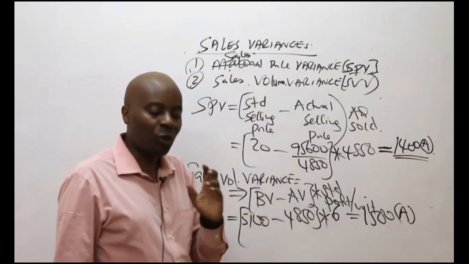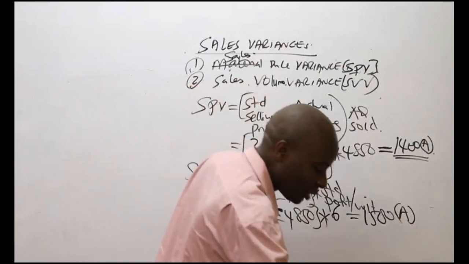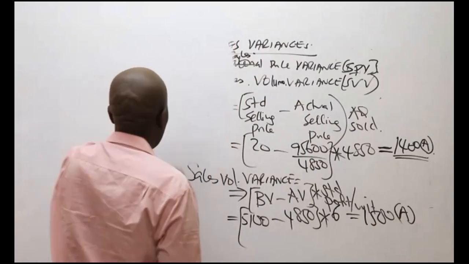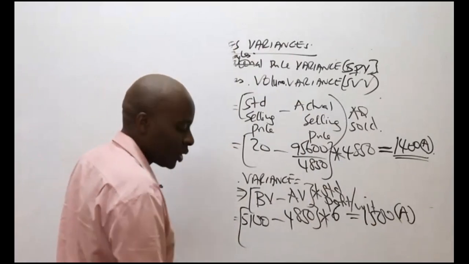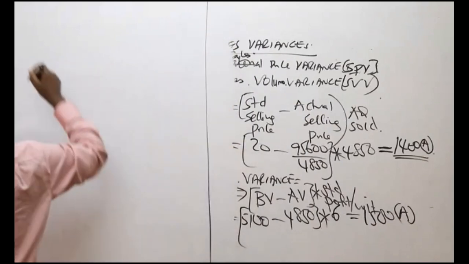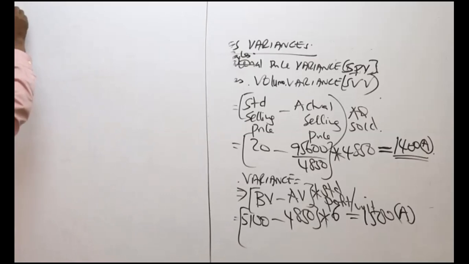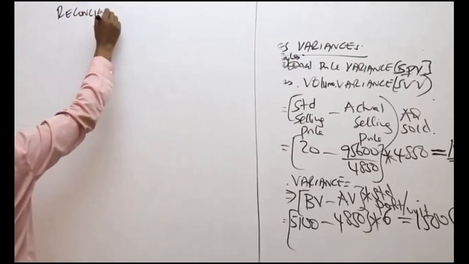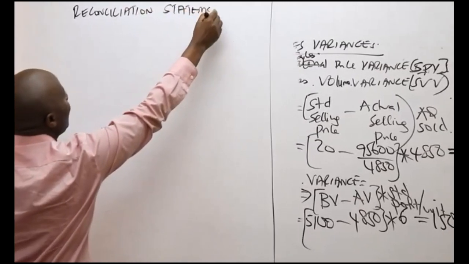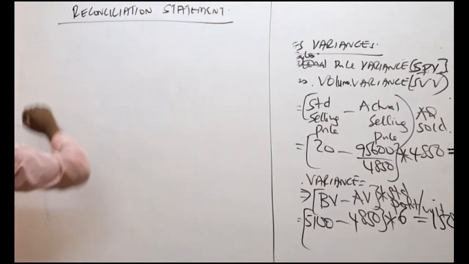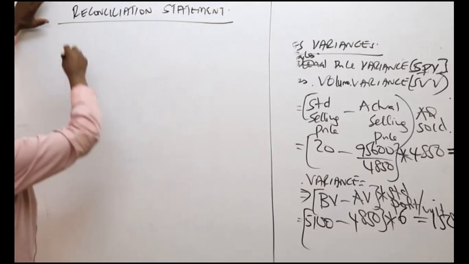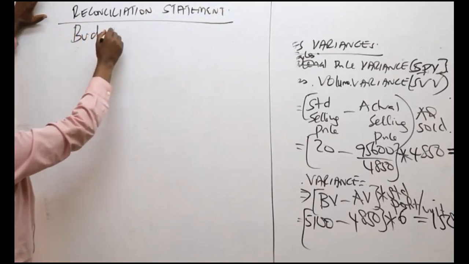The only thing that we need to do for us to go and relax is to come, ladies and gentlemen, here, and do a reconciliation. So please, my friend, a reconciliation statement, also known as an operating statement, where we shall start with budgeted profit.